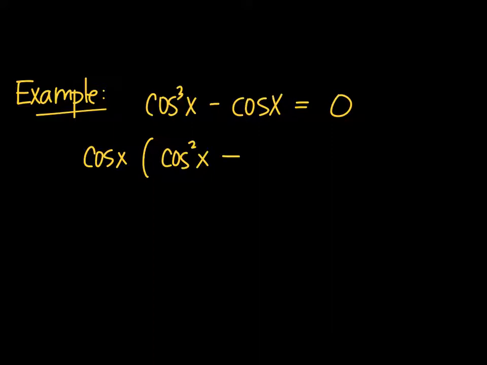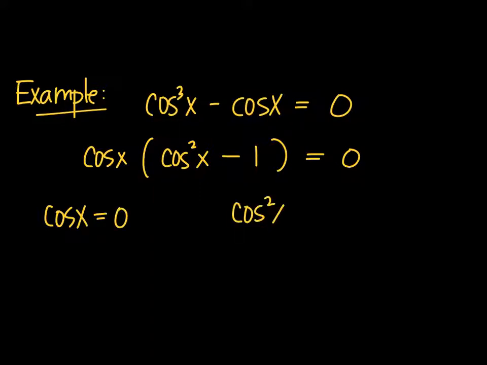Minus, there has to be something after. I just took all of cosine away. You're left with 1. You have to be left with something. Okay, that is equal to 0. Now we'll take each piece. Cos x, set it equal to 0. Cos squared x minus 1, set it equal to 0. It becomes 2 problems for me to solve.